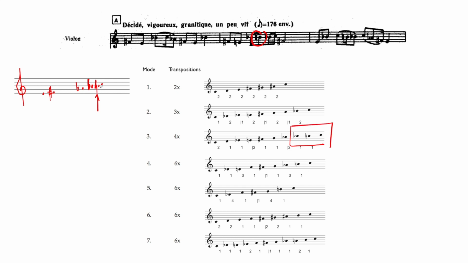B flat, B natural, C. We have A flat here, we have A sharp, we have E natural. This is the third mode. Messiaen didn't use those ones. And the first one, excuse me, the first one is used here. Three tones have been left out. So this is the third mode.